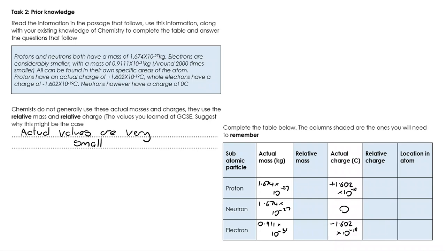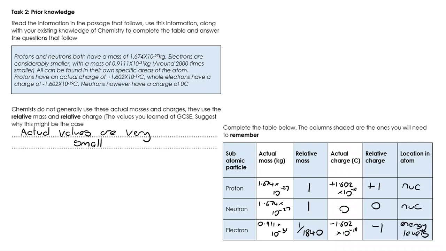So what you need to remember: relative masses are 1, 1, and I've put the actual figure in there, 1 over 1840. I've said in the blue box 1 over 2000. You just need to know it's negligible. It's significantly smaller than protons and neutrons.